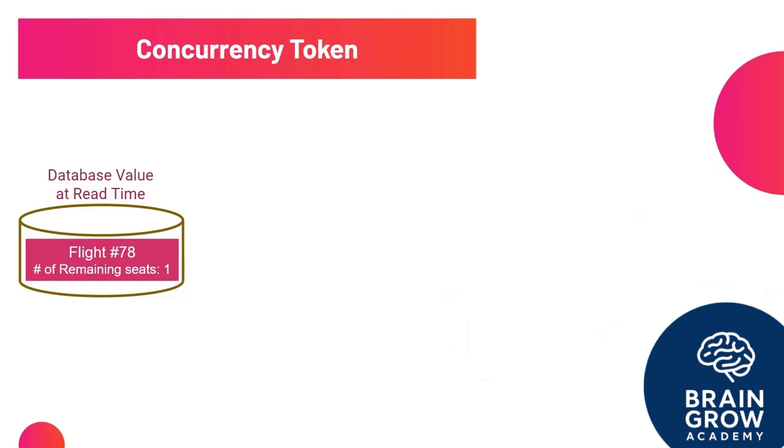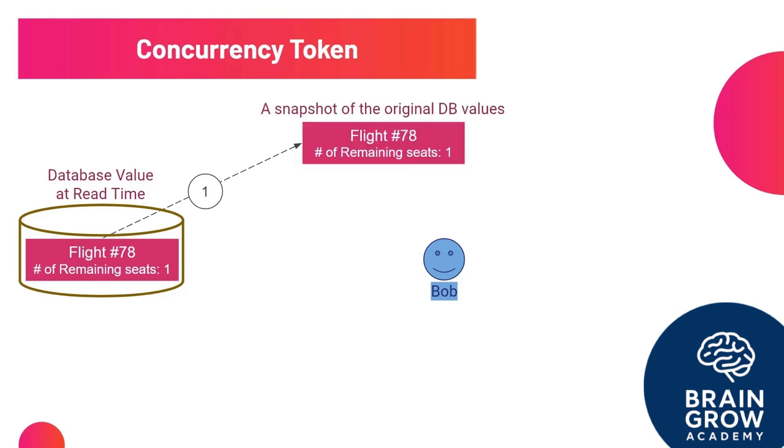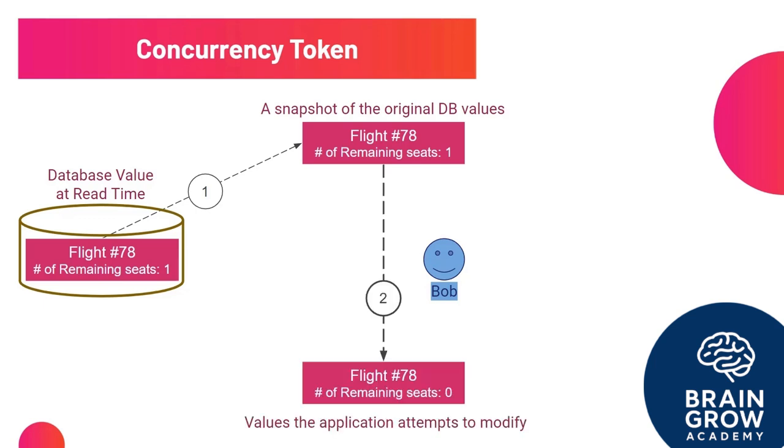Let's consider our Alice and Bob analogy again. Imagine that Bob wants to book a flight. Entity Framework loads the flight Bob requests to book and keeps a snapshot of the original database values internally. Entity Framework also returns an instance of the flight entity to the application.